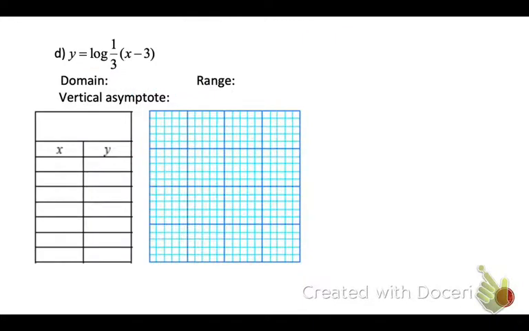Now we have y equals log base 1/3 of x minus 3. I didn't get that subscripted. So we do have a shift 3 to the right. Our h value is +3, so we'll do that shift in the table.